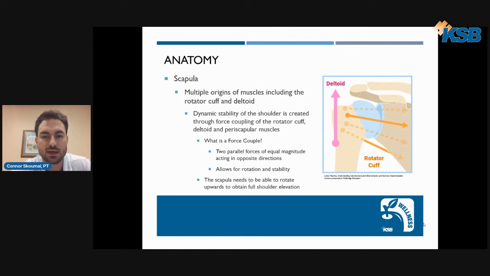I'll get into that, but I just wanted you to understand how it works and why it's important to have a good, strong shoulder, not only for global strength, but for keeping the humeral head in the glenoid, how it should be sitting. And additionally, the scapula needs to be able to rotate upwards to obtain full shoulder elevation.